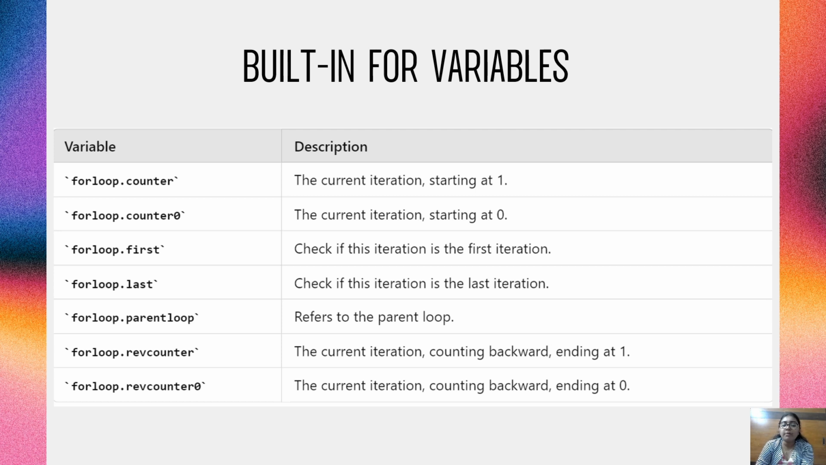forloop.parentloop refers to the parent loop. forloop.revcounter, the current iteration counting backward ending at 1. forloop.revcounter0, the current iteration counting backward ending at 0. These variables allow you to control the output based on the iteration context, such as checking if the current item is the first or last in the loop.